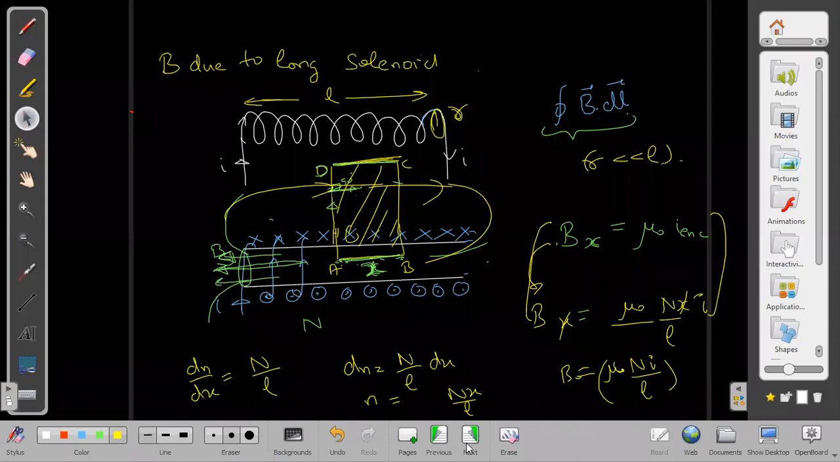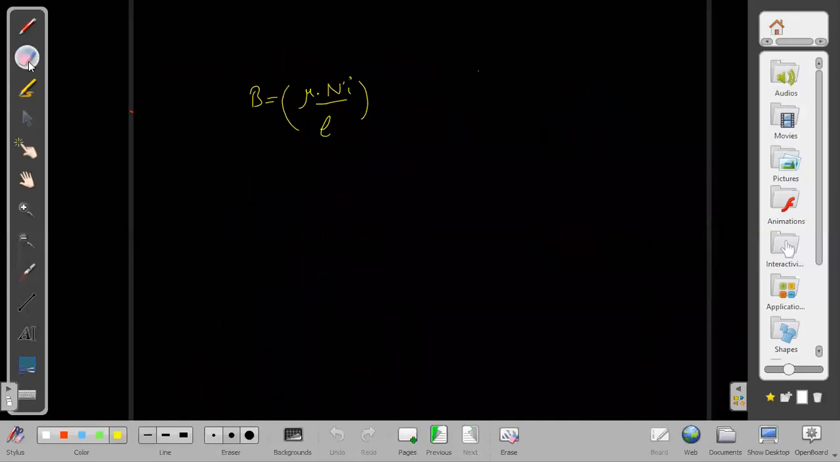Understood? Yes, sir. Right. Next we have the toroid, an example of a toroid. In fact, there are three cases which are almost the same. We don't have much difference in those three cases.